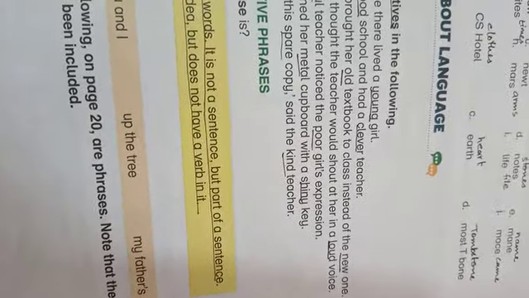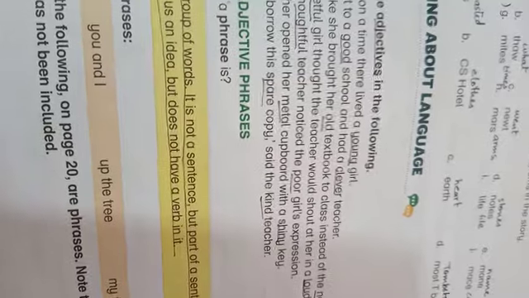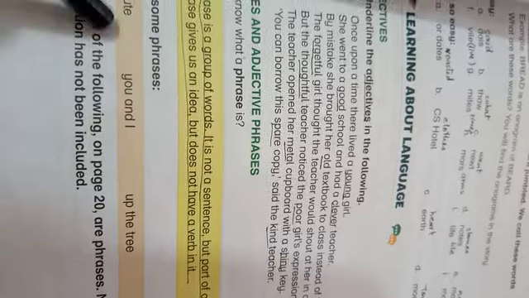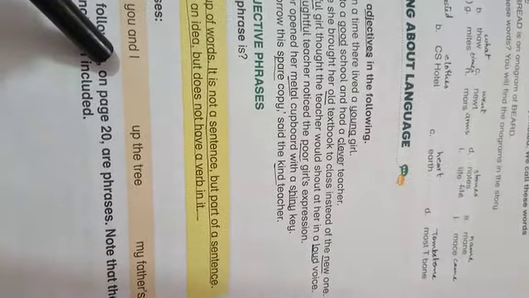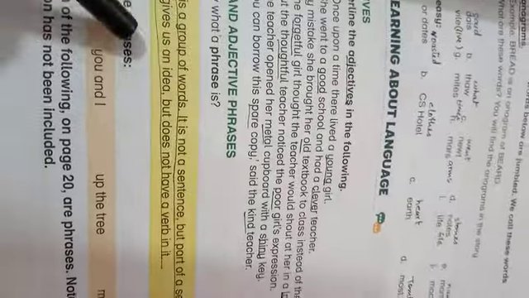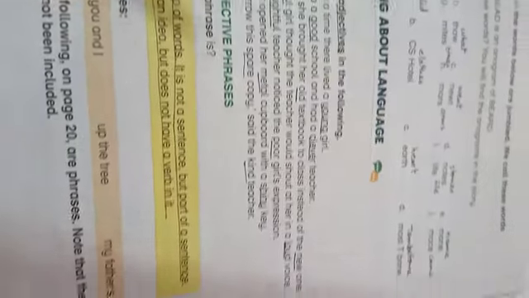Okay, our next activity is phrases and adjective phrases. Do you know what a phrase is? A phrase is a group of words. It is not a sentence but part of a sentence. A phrase gives us an idea but doesn't have a verb in it. Like this, they have given you examples: here and there, in a minute, you and I, up the tree, my father's shed. In all these phrases you can see we didn't use any verb. In a minute, there is no verb. You and I, there is no verb. So phrases give us an idea but don't have a verb in them.